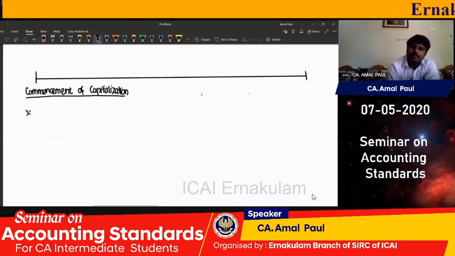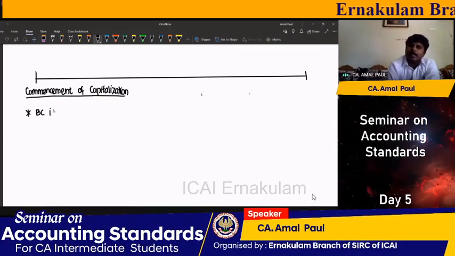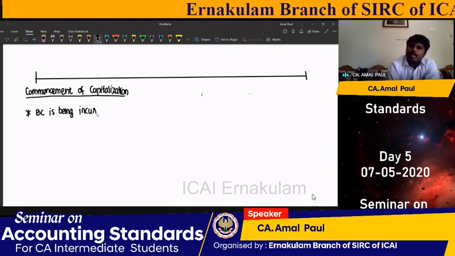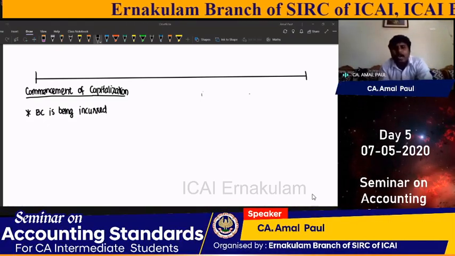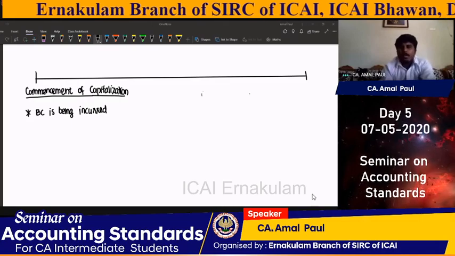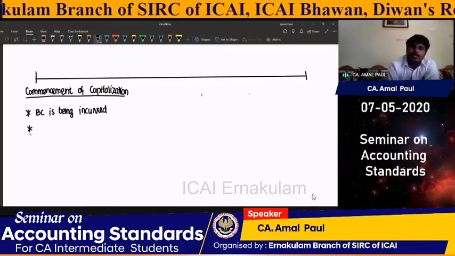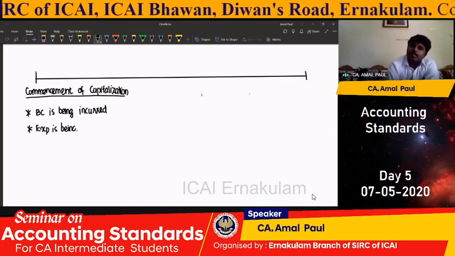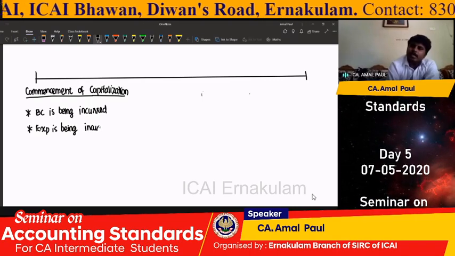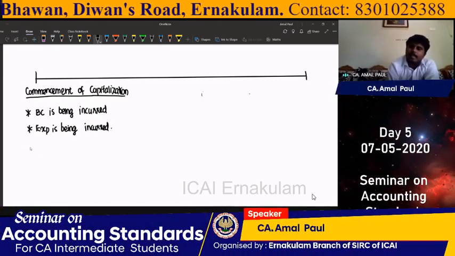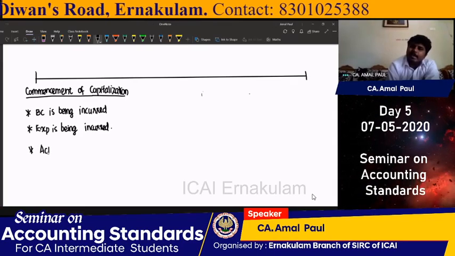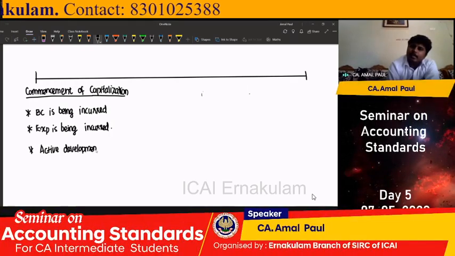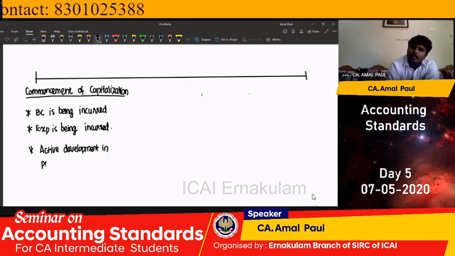First one, borrowing cost is being incurred. Okay, we had taken the loan and we are incurring borrowing cost. Second one, expenditure is being incurred. Third one, active development in progress.